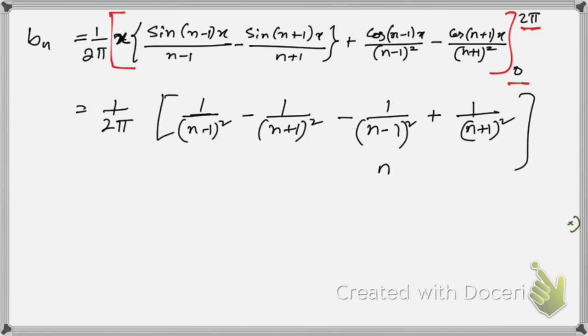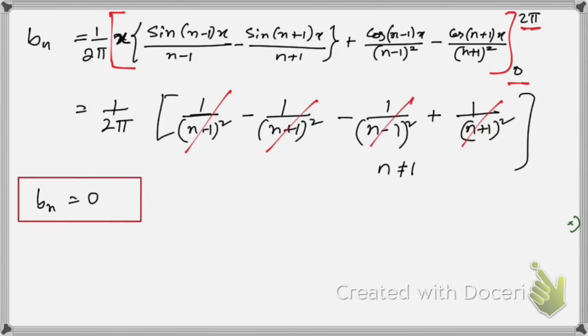Here also this is not valid for n equal to 1, so we have to find b1 separately. First, this is the result we have got, and the terms that cancel each other: this is gone, these two also gone. So we have got bn equal to 0.